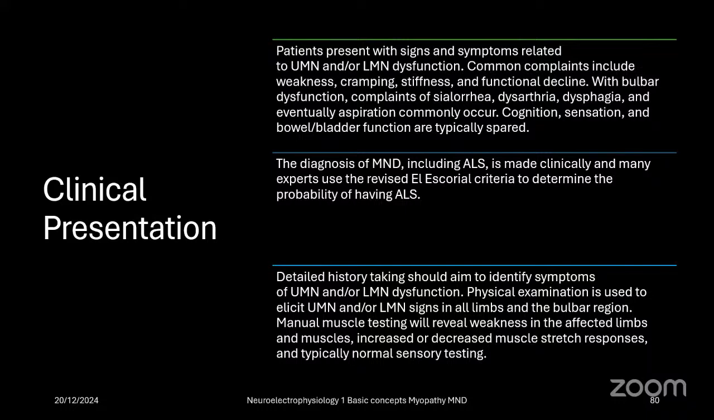Many experts use the revised El Escorial criteria to determine the probability of having ALS. Detailed history taking should aim to identify the symptoms of UMN and LMN dysfunction, and it is used to elicit UMN and LMN signs in all limbs and the bulbar region. Manual muscle testing will reveal weakness in the affected limbs and muscles, with increased or decreased muscle tone or reflexes, DTRs, and typically normal sensory testing.